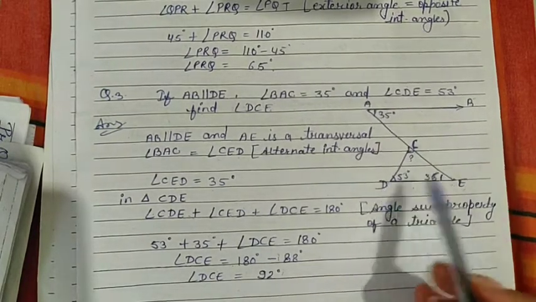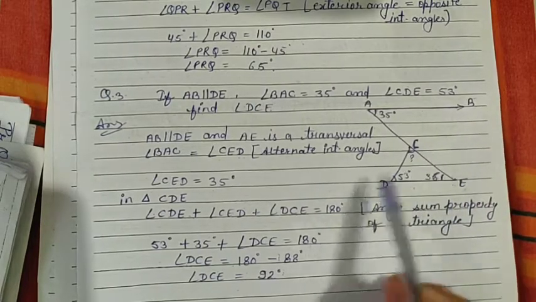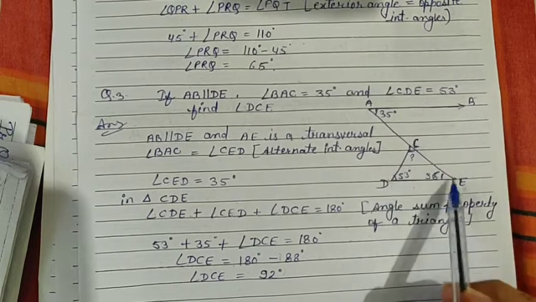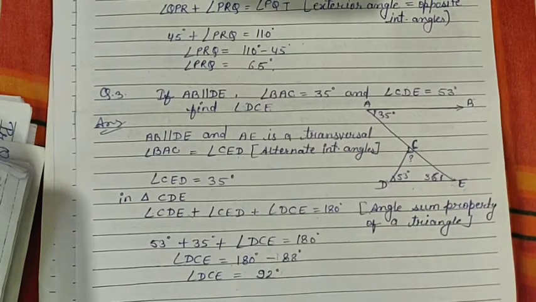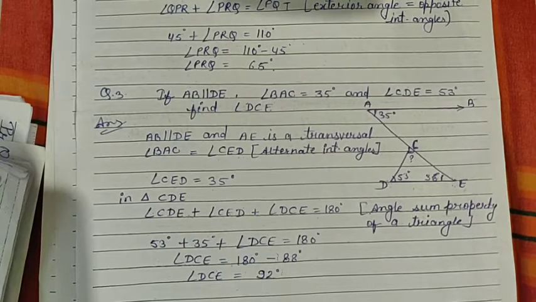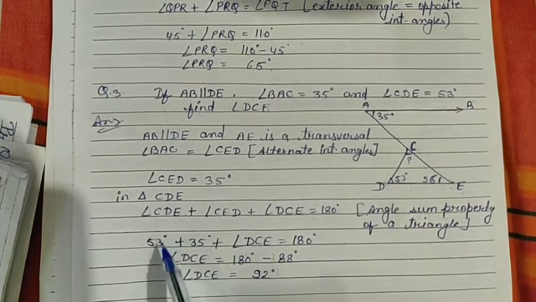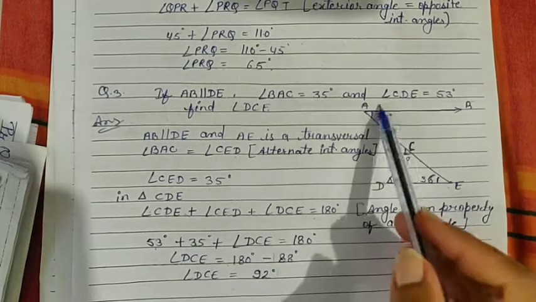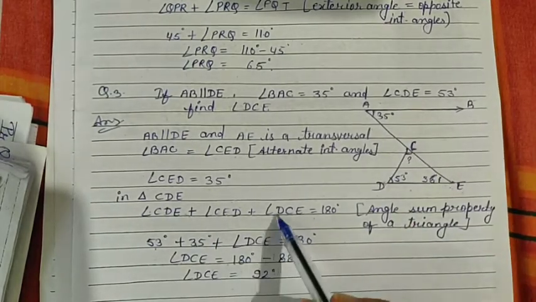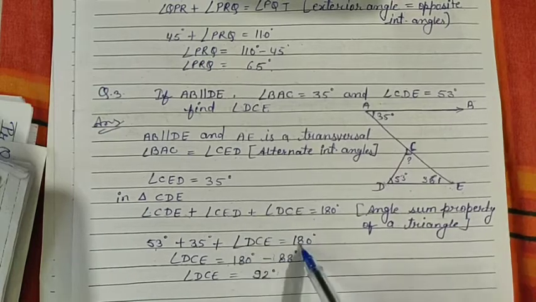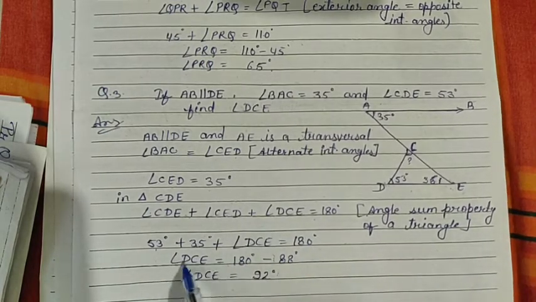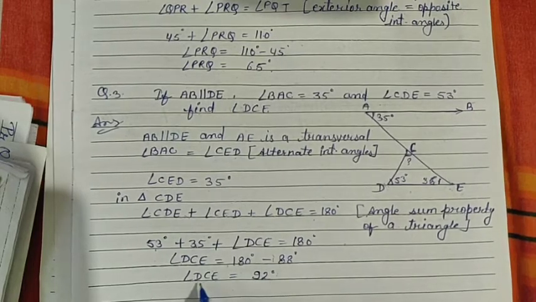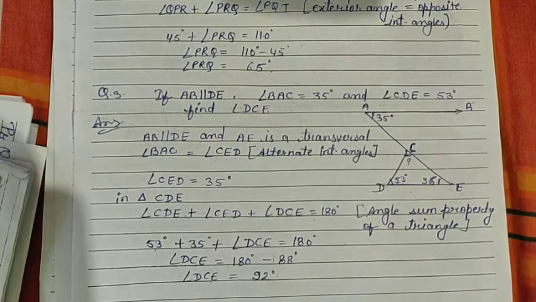Now in triangle CDE, angle CDE plus CED plus DCE, their sum will equal 180 degrees by the angle sum property of a triangle. CDE equals 53 degrees and CED equals 35 degrees by alternate interior angles, plus angle DCE equals 180 degrees. Now angle DCE equals 180 degrees minus 88 degrees. So angle DCE equals 92 degrees.